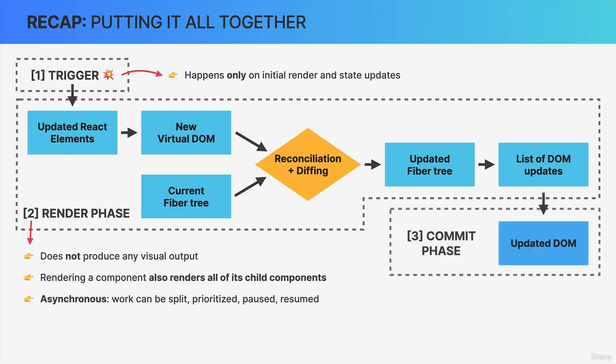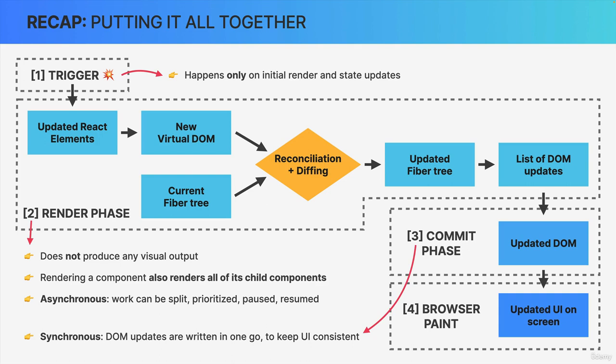So in this phase, a so-called renderer like React DOM will insert, delete, and update DOM elements, so that we end up with an updated DOM that reflects the new state of the application. And unlike the render phase, the commit phase is actually synchronous. So all the DOM updates are performed in one go in order to ensure a consistent UI over time. Now, finally, once the browser realizes that the DOM has been updated, it starts a new browser paint in order to visually update the user interface on the screen.